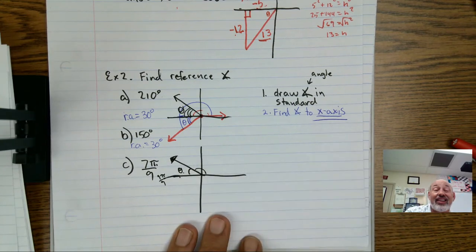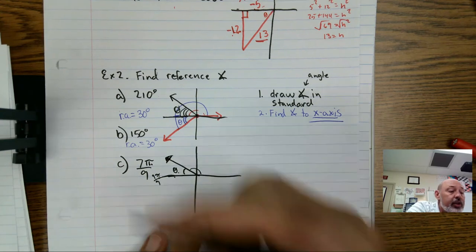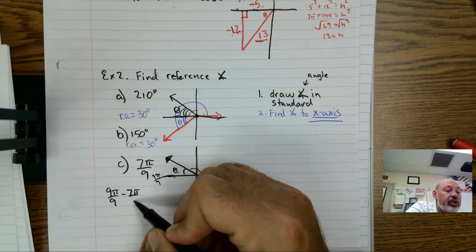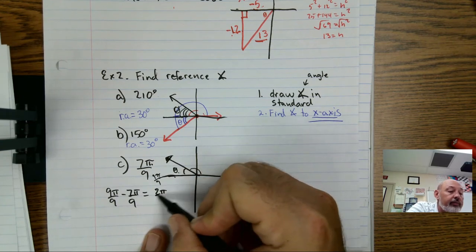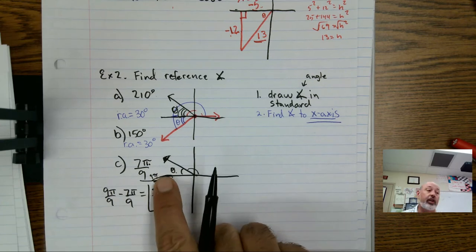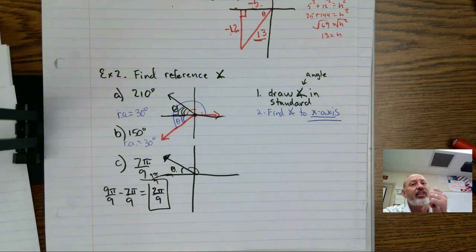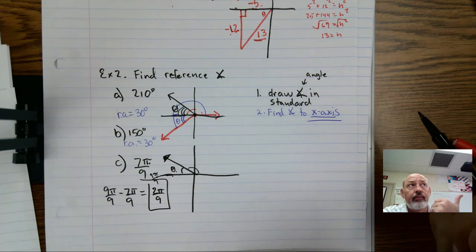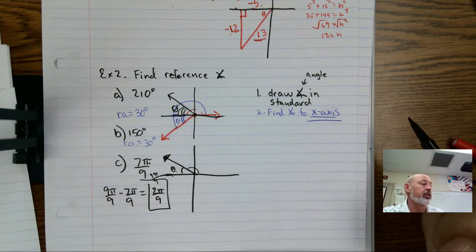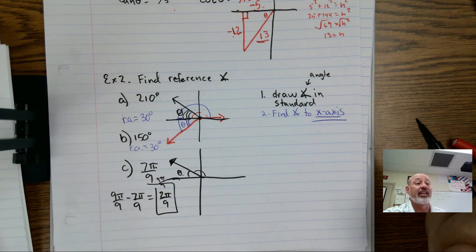Or are we finding, technically, its supplement? So you have 9 pi over 9 minus 7 pi over 9, which is equal to 2 pi over 9. So your reference angle would actually be 2 pi over 9. And remember, I use 9 pi over 9 because that's pi, or 180 degrees. So you're always either going to add 180, subtract 180, add 360, subtract 360, or subtract from 360.